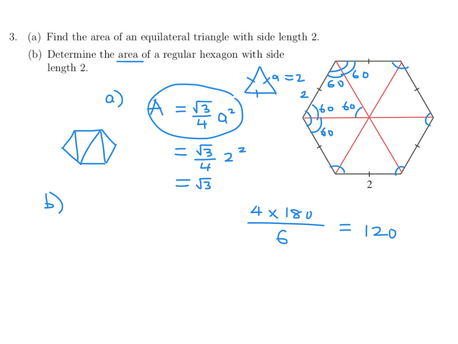Determine the area. Okay, well, it's 6 of those equilateral triangles, and each has an area of root 3 according to part A. So therefore, in a very quick way, you can get the answer 6 root 3. And I would encourage you to maybe write a few sentences to explain what I just talked about. Probably is a good idea to do that.